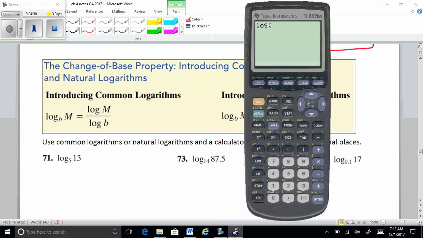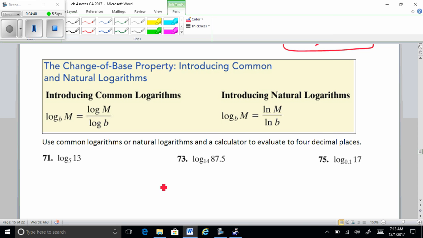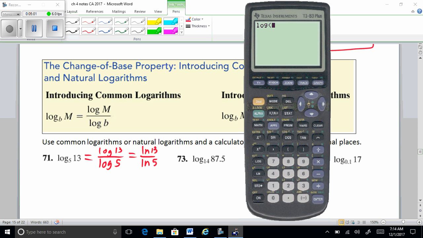What you do is pretty basic. You can either use log or natural log. In this example, you'd write this as log base 10 of 13 divided by log base 10 of 5. Your calculator should be able to do that for you. That would be the same thing as natural log of 13 over natural log of 5. It doesn't matter which one you do, it'll work.